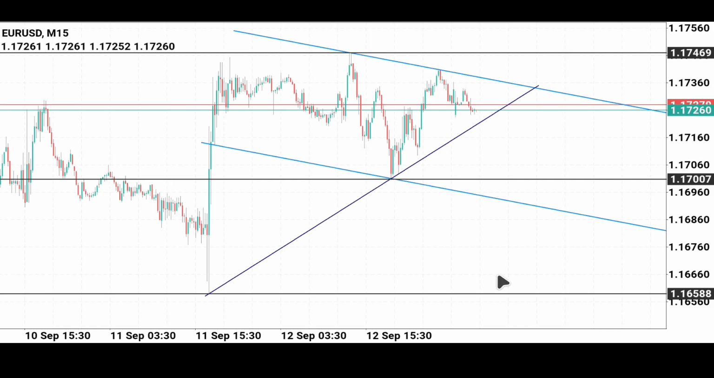So in today's video, we are looking at Euro USD on the 15 minutes time frame chart. I'll be pointing out the exact levels you should be watching to take advantage of the price move, because we'll be having a breakout either to the upside or to the downside. So I'll be showing you exactly the levels to watch and how to take advantage of any move towards those levels.